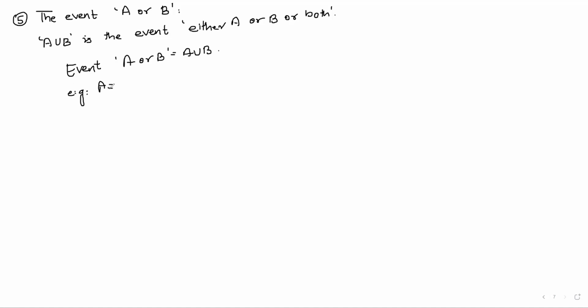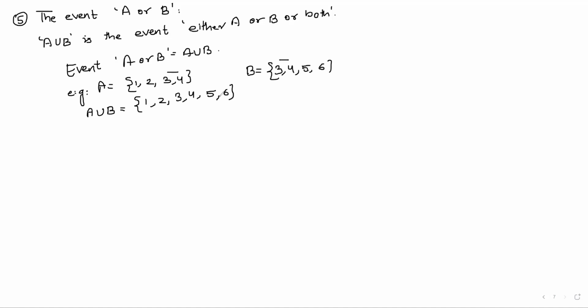Suppose A is equal to 1 2 3 4, and suppose we have B, which is 3 4 5 6. So what is A union B? This is equal to 1 2 3 4 5 6. Common values we take a single time. We should not double them. Total does not mean 1 2 3 4 and again 3 4 5 6. Okay, please note down this.